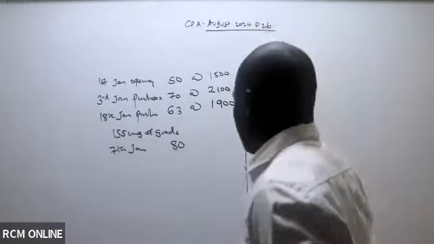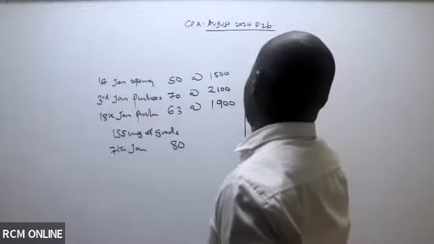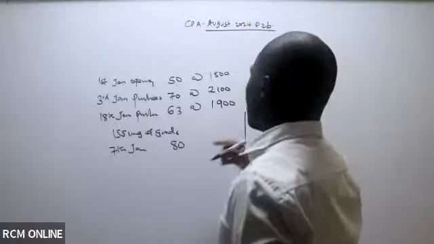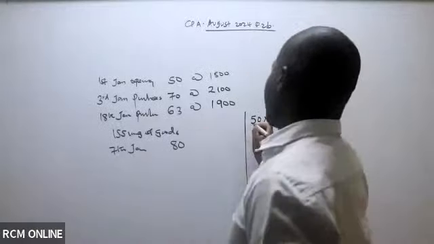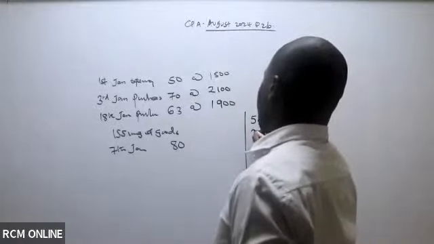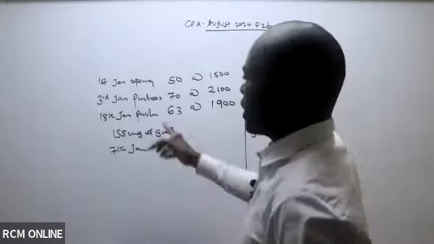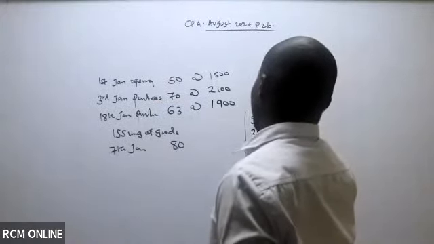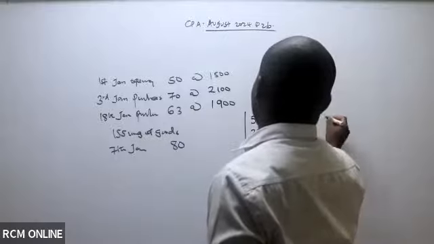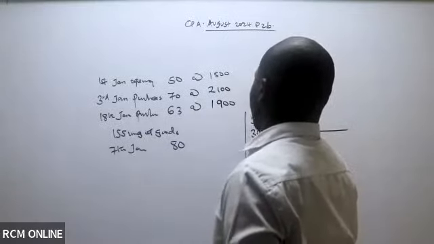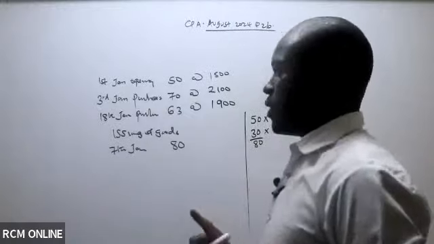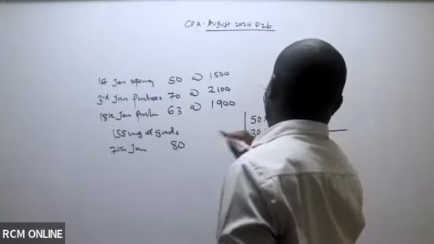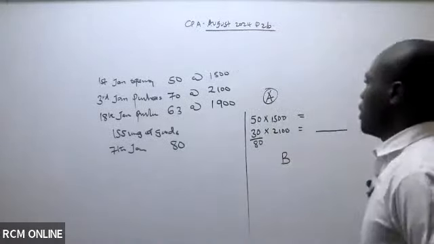Somebody will have this option. Somebody will say, I'll be selling the first 50, the opening stock, which I brought in at 1,500. So that is the cost. Plus, for me to get to 80, I need 30. So these 30 units, I'll take them from the 70, which is at 2,100. So if I do that, I'll be able to get the total cost of these 80 units. That is option A.